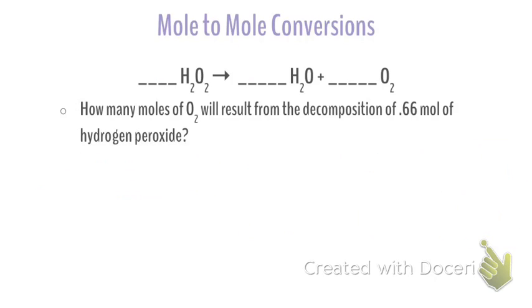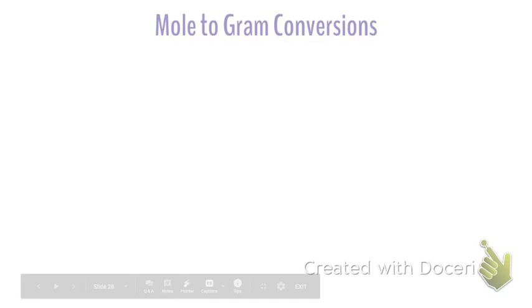Where did these numbers come from right here? Right, they came from balanced equations, so they come from the coefficients in front of our compounds. All right, very good. Let's look at the next step of that.